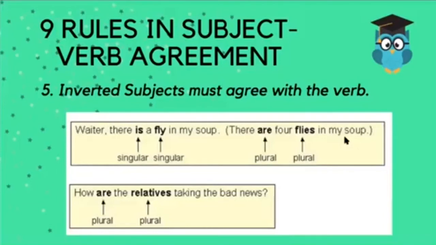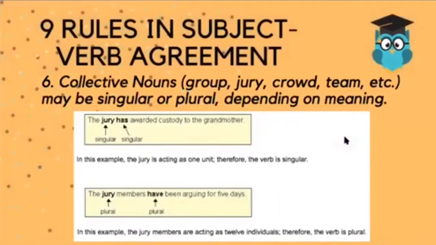Okay, so that's how it is for inverted subjects. Inverted subjects means the subject is not really in the beginning, but it's in the middle, or almost at the end, but not in the beginning. Okay, next is collective nouns.